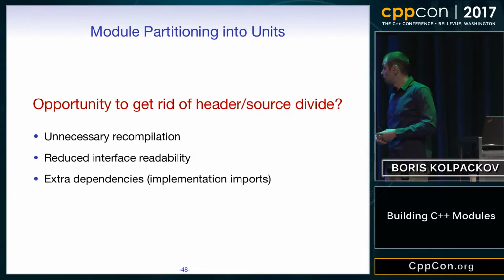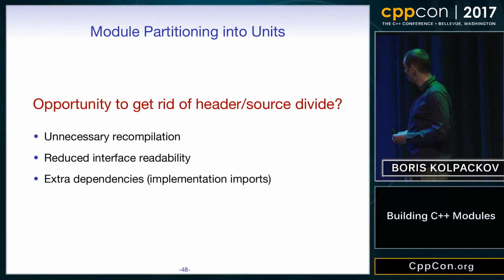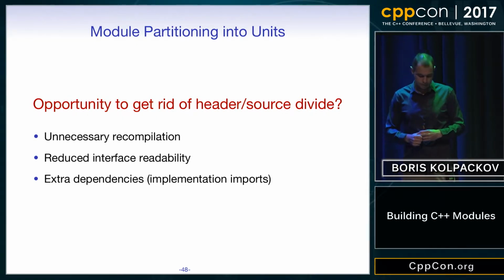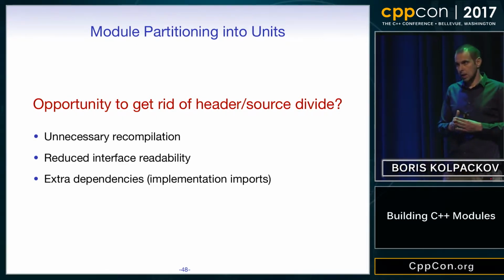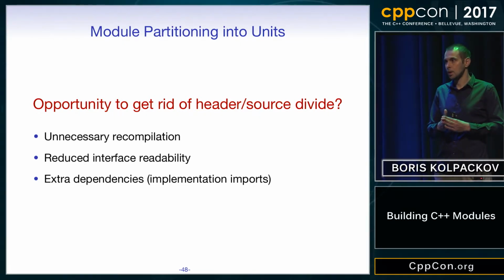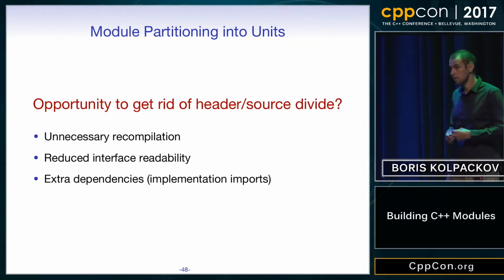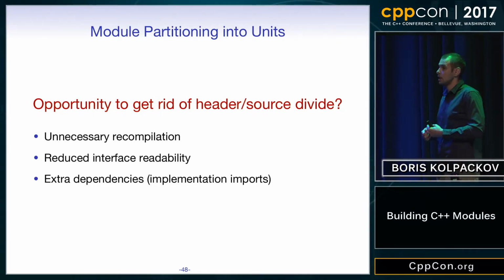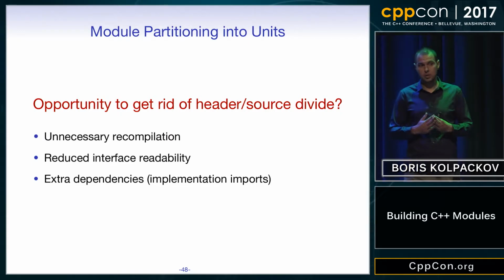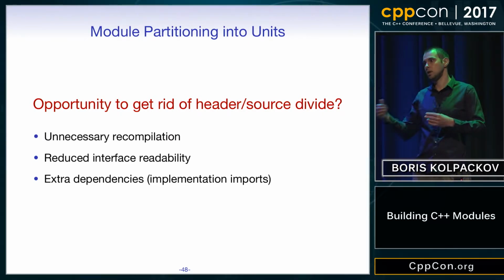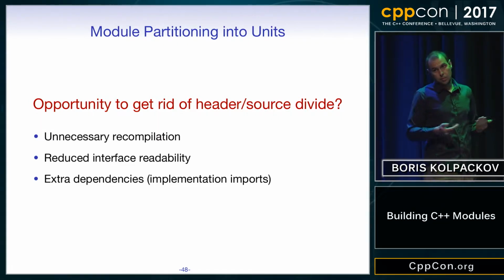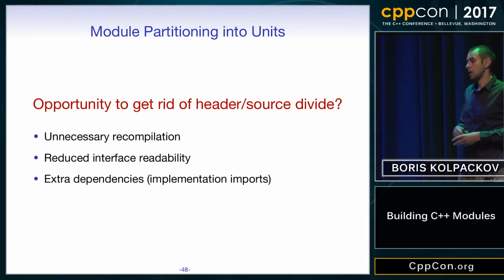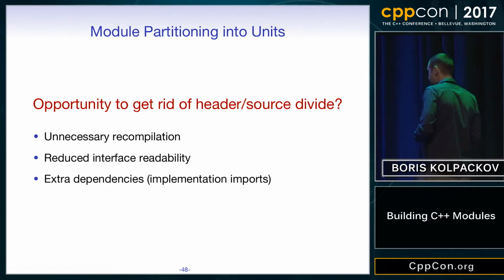Okay, that question out of the way, how should we split our modules? Remember, a module interface unit can have definitions of non-inline functions or variables, unlike a header. So some of you might feel that this is a great opportunity to get rid of this whole header source file divide and be like Java. Well, there are a couple of drawbacks to going this way as well, and the main one is recompilation.